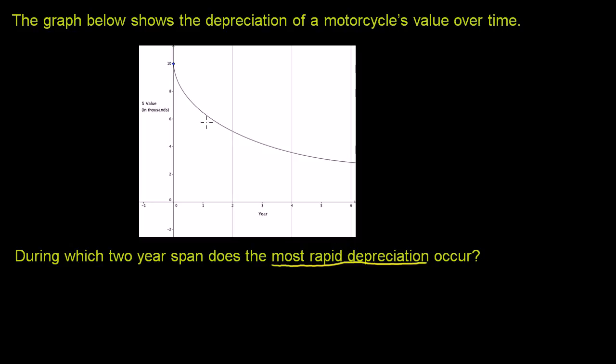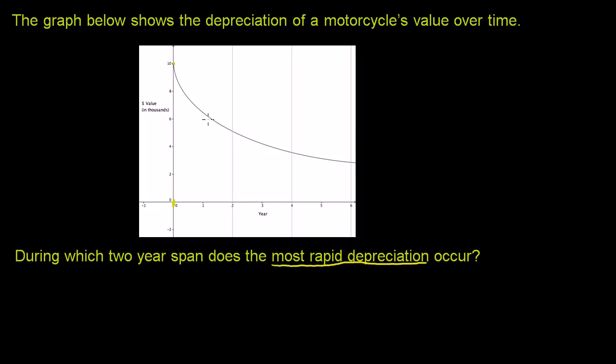And this shows the motorcycle's value. And you can just eyeball this here. Let's just look at what this chart's saying. This is saying right when the motorcycle is brand new, when it's 0 days old, or 0 years old, I should say, it is worth $10,000.